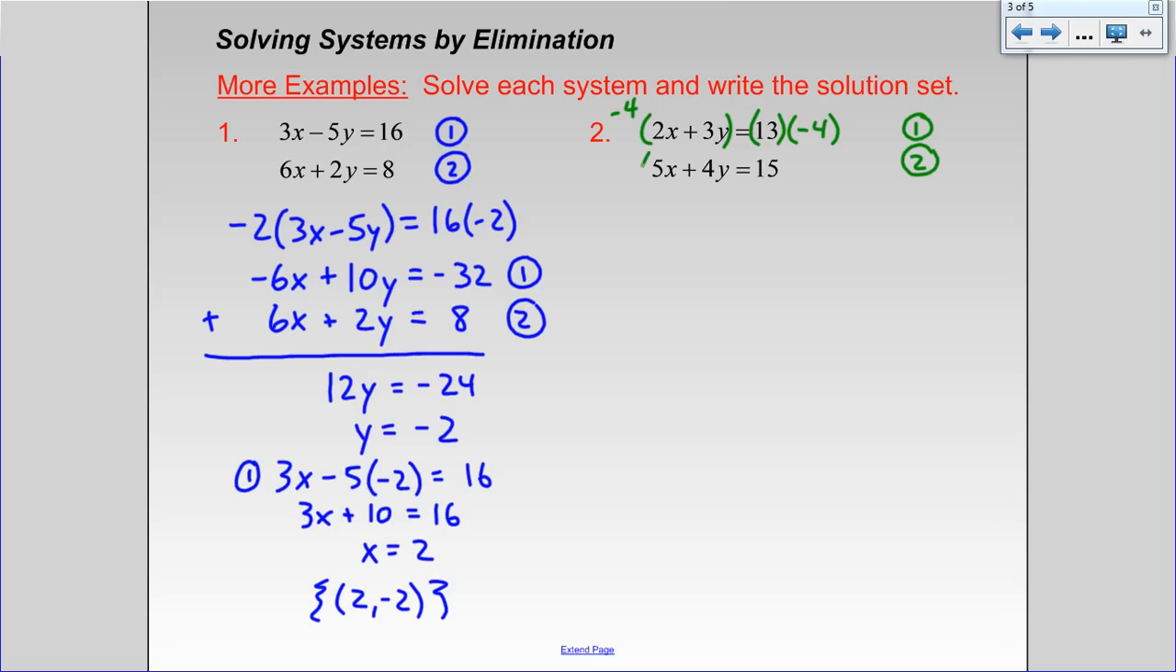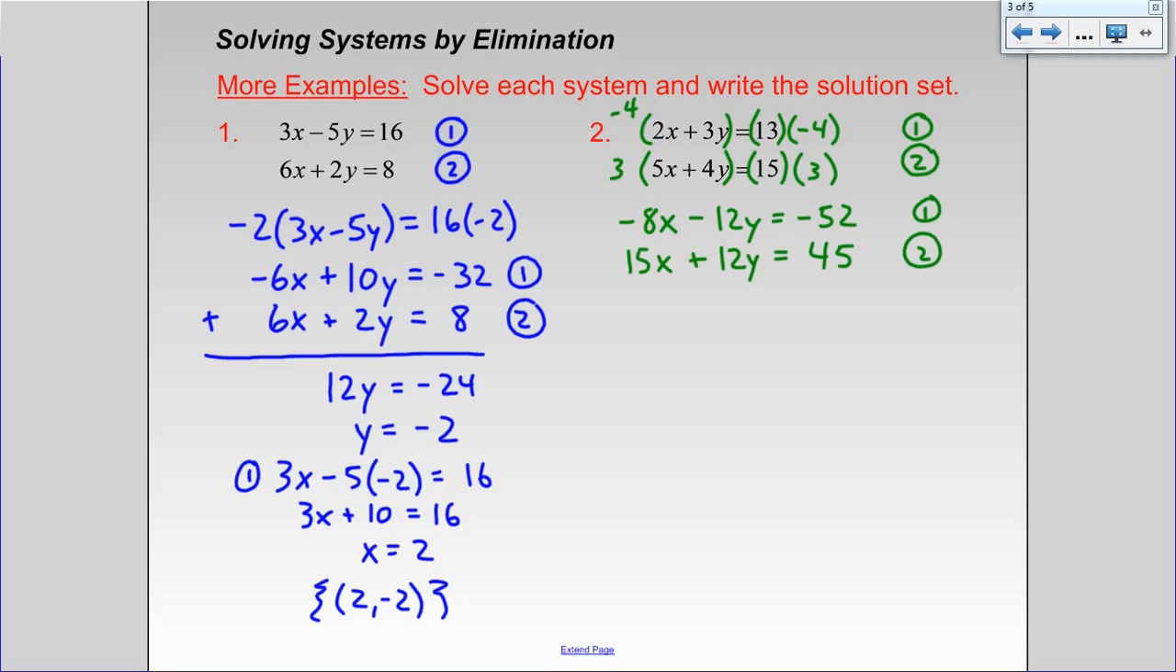And let's multiply equation 2 by 3 on both sides. Notice that when we do this, we'll obtain a y term of negative 12y for equation 1 and a y term of positive 12y for equation 2. Let's rewrite our equations. Equation 1 now says negative 8x minus 12y equals negative 52. And equation 2 now says 15x plus 12y equals 45.